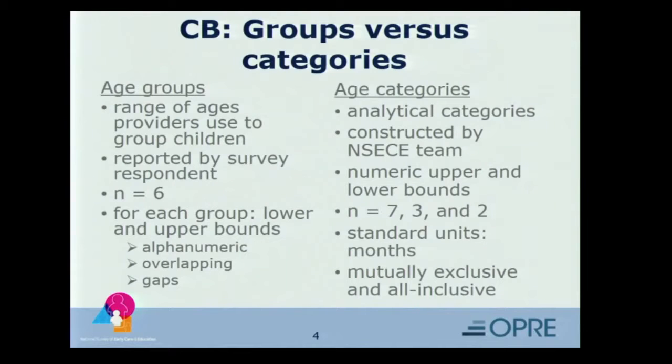So, in the case of age groups, as I said, each center-based respondent was given the option to provide information for up to 6 different age groups, and for each of these age groups, they provided the lower bound and the upper bound. In some cases, they mentioned numeric bounds, such as 15 months to 24 months, for instance, and in some cases they were alphanumeric, such as we have the toddlers here, or we have the Head Start classroom here, followed by the pre-K classroom there.